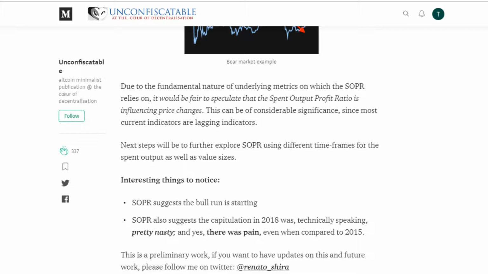Just a final note, interesting things to notice. The SOPR suggests that the bull run is starting right now. I saw on his Twitter that we went below recently. This is recorded on the 2nd of May. Recently we went below the 1. The SOPR also suggests that capitulation in 2018 was, technically speaking, pretty nasty, and yes, there was pain.